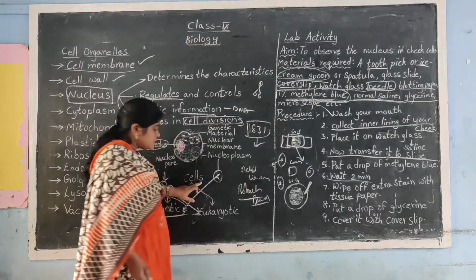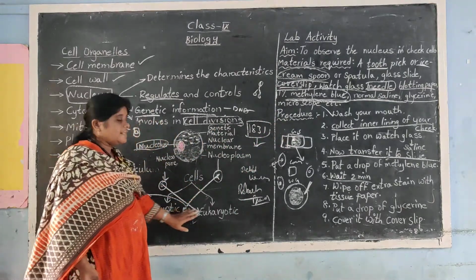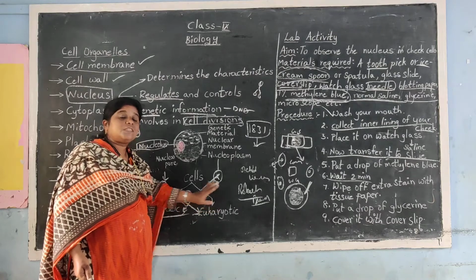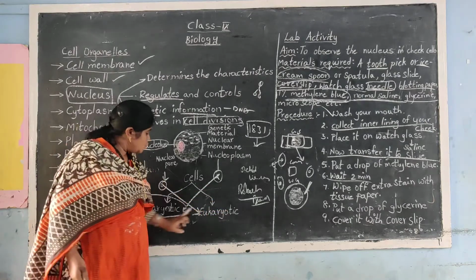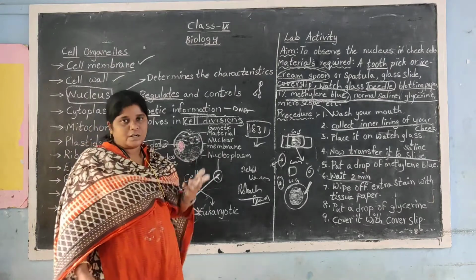Now the cells which have a nucleus are called eukaryotic. The cells without a nucleus are called prokaryotic. There will be some major differences between these two. In the next videos, we'll have this class.